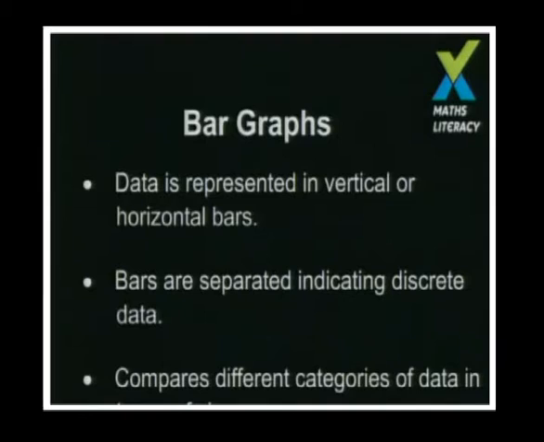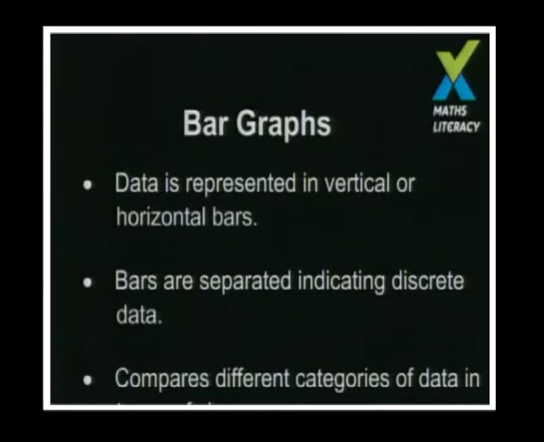Let's start off with some tips on bar graphs. Remember that the data is represented in vertical or horizontal bars. So those bars are either facing up or they're running across. The bars are separated, and this is important, indicating discrete data. That term, discrete, means that the data is not linked from one value to the next. In other words, the chart itself has differing values on it, and as we look at some examples later, I will point out to you why the values aren't following on one from the other.